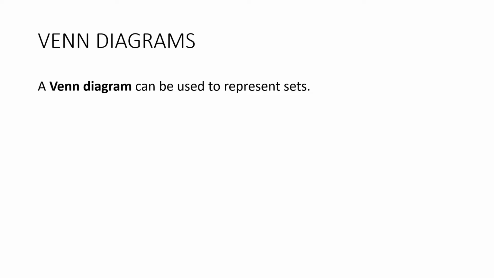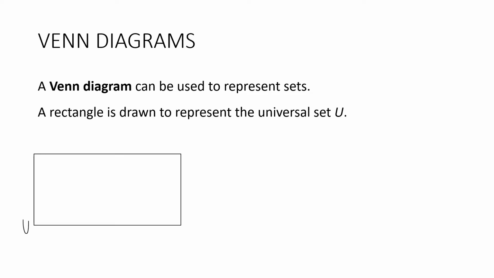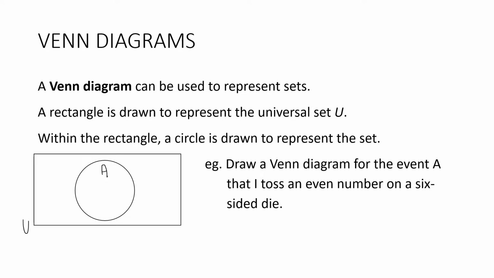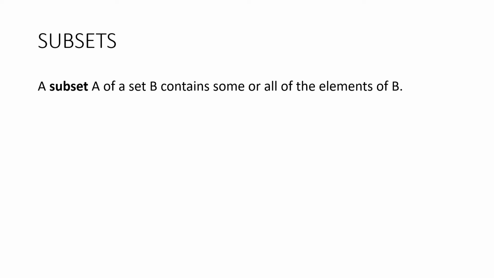Now a Venn diagram is a really nice way of representing sets. A rectangle is drawn to represent the universal set, and then within the rectangle we draw a circle or circles to represent different sets. So let's draw a Venn diagram for the event A that I toss an even number on a 6-sided die. So we have got our universal set here, and within that we have the set A. So the even numbers go inside here, and then the odd numbers will go outside of that set, but still inside the universal set.